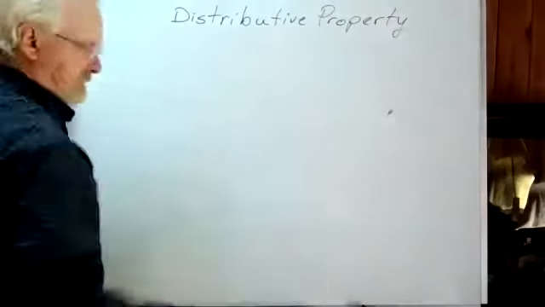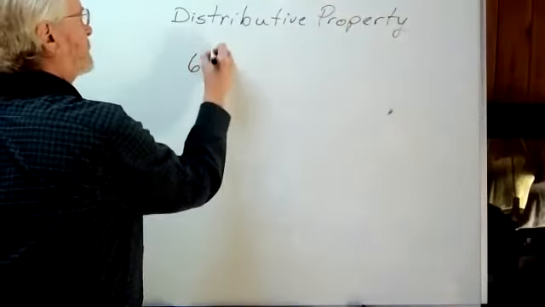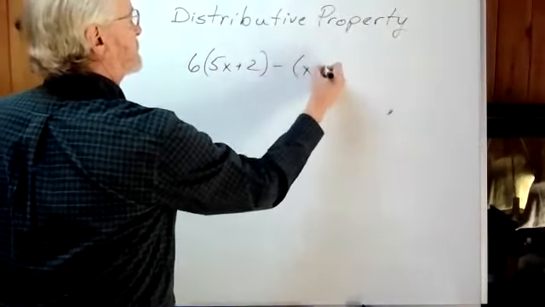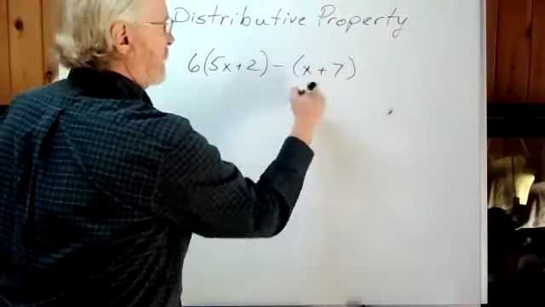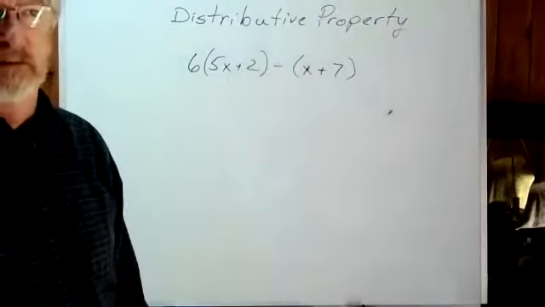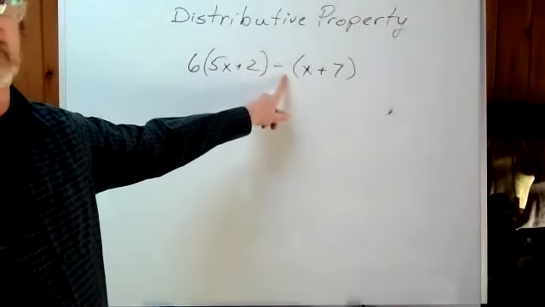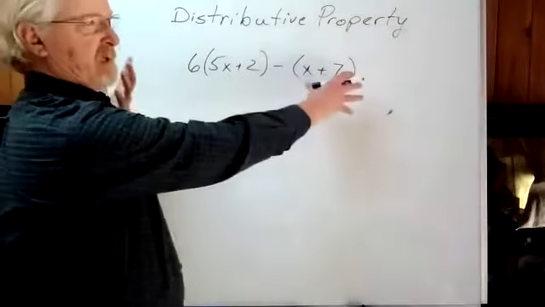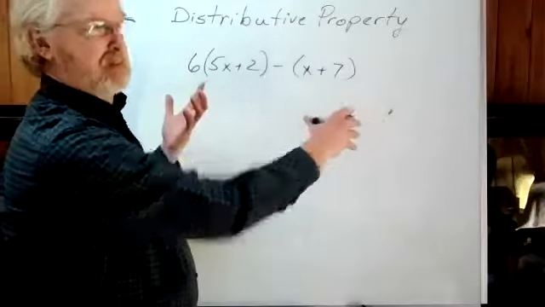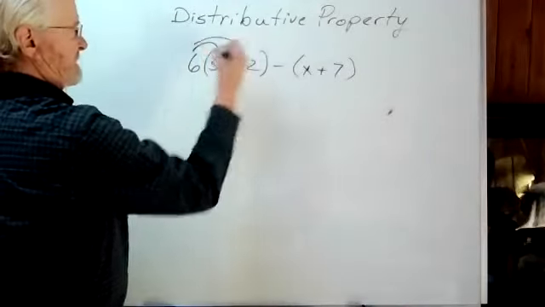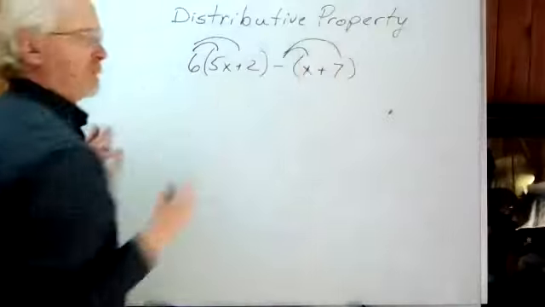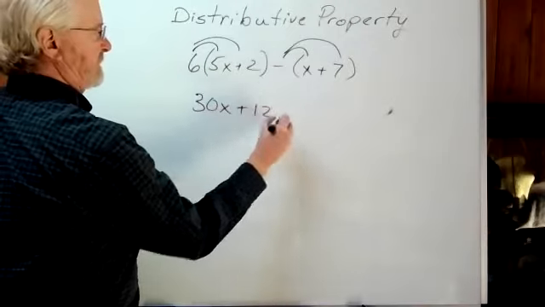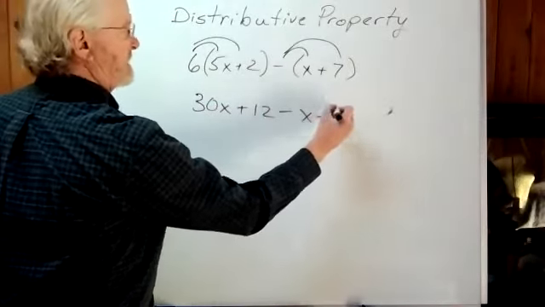And just maybe one more of those. Kind of like that one where I just said, sometimes there's just a minus sign. There's no number. Well, that's like having a 1 there that we don't bother to show. Right, so I still have these 2 separate terms with distributing to be done. So I want 6 of all this. And then really I'm going to do negative times both of those. So here, what do I get? 30x plus a 12 minus an x minus a 7.